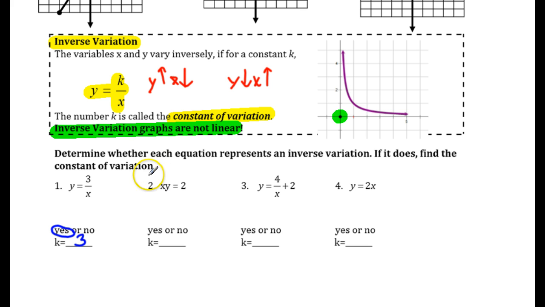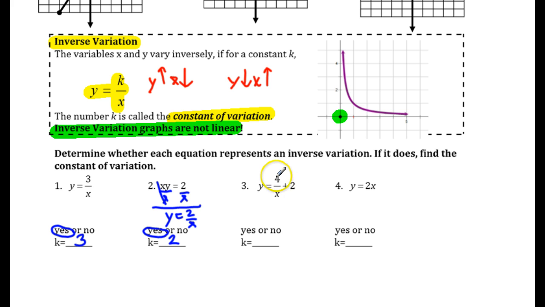Okay? Number 2, we have xy equals 2. Now I can't say yes or no yet. I got to get y by itself. So we're going to do the opposite and get rid of the x by dividing it. That's gone. Now my equation is y equals 2 over x. That is my y equals k over x. Yes, again, that's inverse, and now my constant is 2.